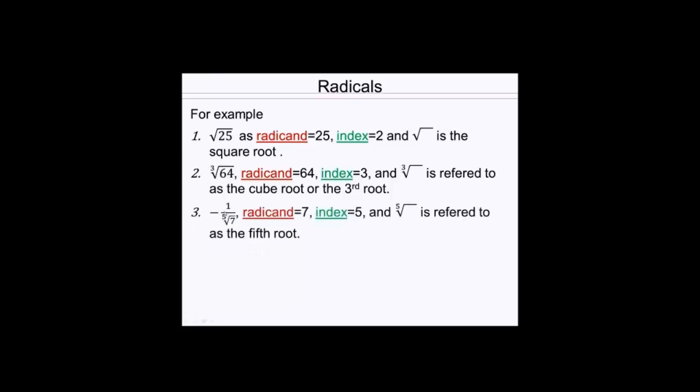Here, what do you think is the radicand? The radicand is always the thing that sits inside the radical sign, the whole thing. So 7 is the radicand, 5 is the index, and the fifth root is what we're looking at. Here, 3 minus 4a is your radicand, and 4 is your index.